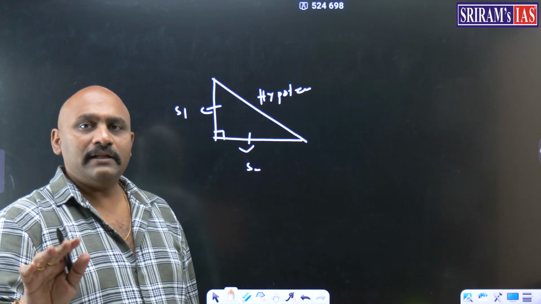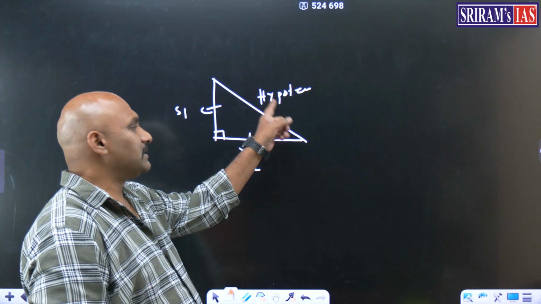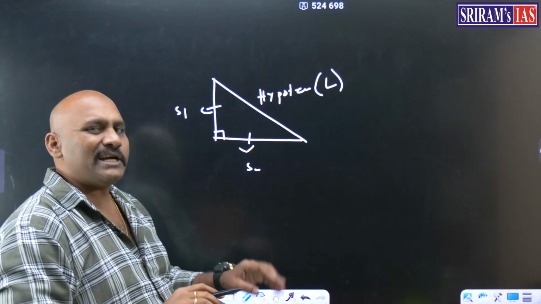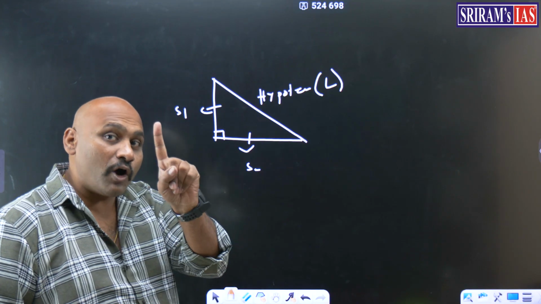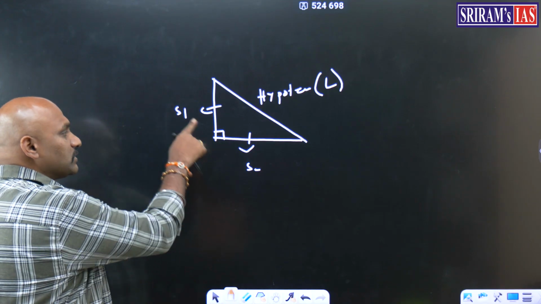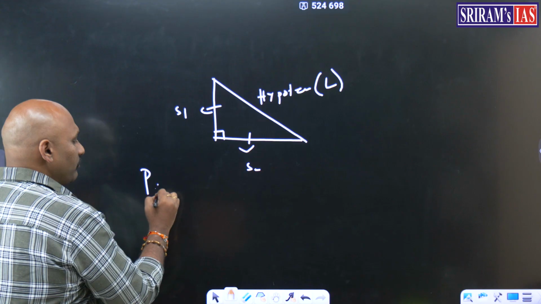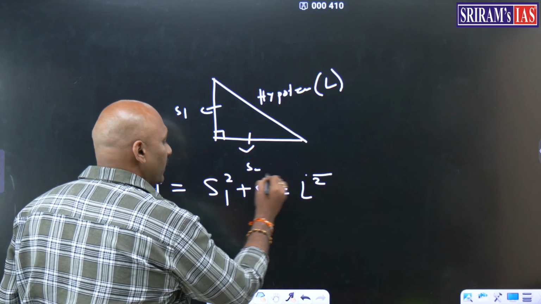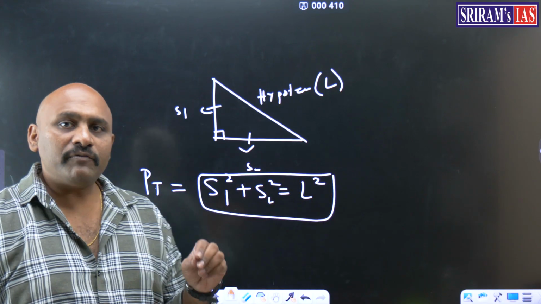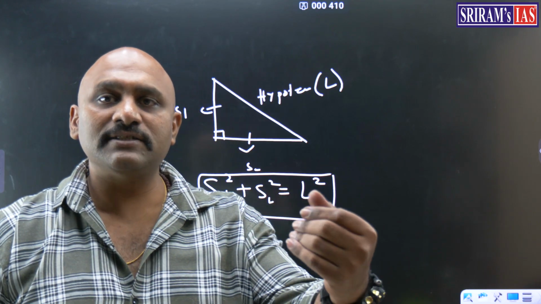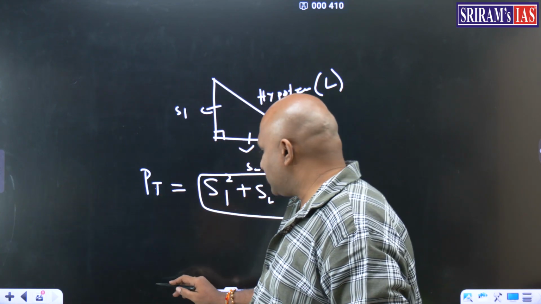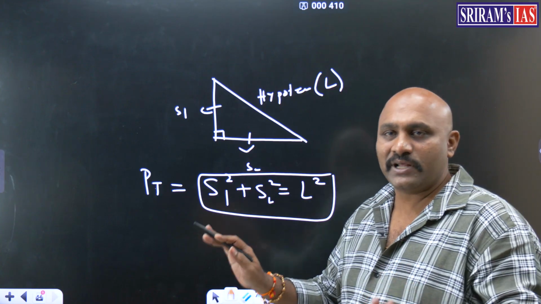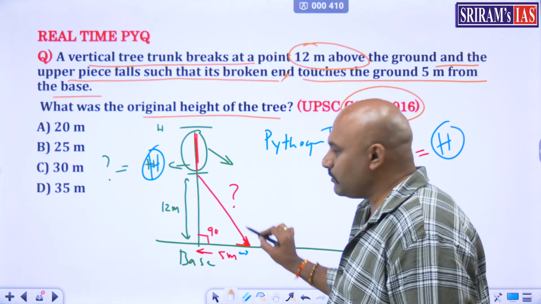In any right angle triangle, there is only one longest side, and that longest side is the hypotenuse. Since it is the longest side, I will represent it as L. The remaining two sides are shorter sides, because there can be only one longest side, which is the hypotenuse. Therefore, Pythagoras theorem, remember it like this: short side square plus second short side square is equal to long side square. Remember this equation always. The sum of the squares of the shorter sides should be equal to the square of the longest side. As simple as this.